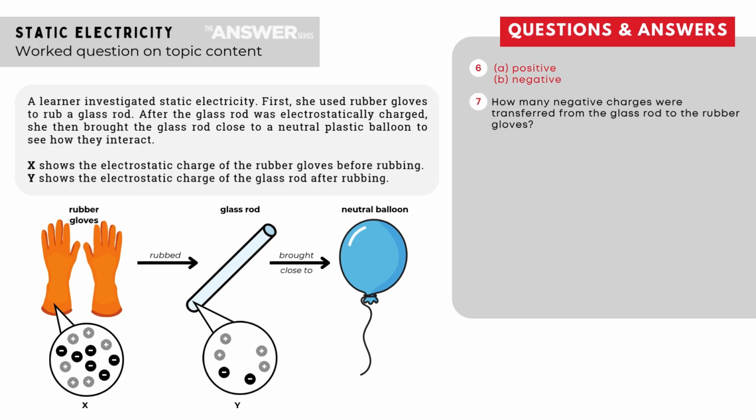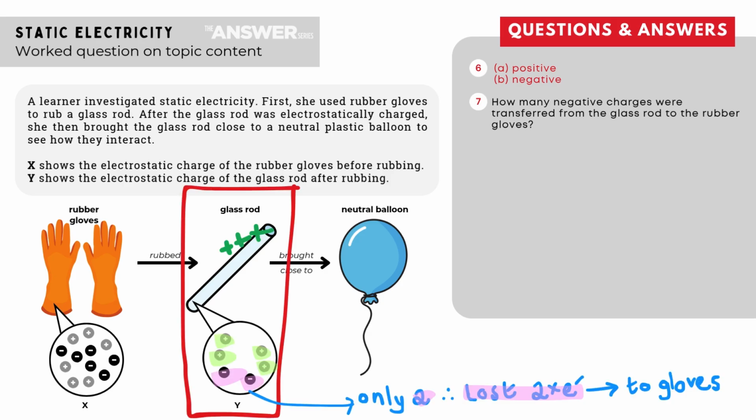Question 7 asks us how many negative charges were transferred from the glass rod to the rubber gloves. So we've already answered this question by working out our answer to the previous question, and that is 2. The glass rod has lost 2 electrons during friction, and the rubber gloves gained those 2 electrons.